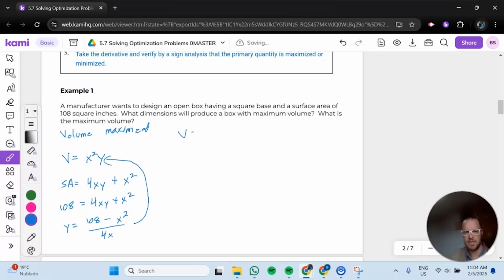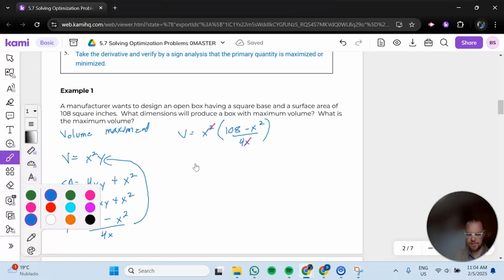So my actual new primary equation, once I've simplified it, is going to be that the volume is equal to x squared times, instead of y, we're going to make that substitution, 108 minus x squared over 4x. Now, to make it a little bit easier on myself, I'm going to immediately cancel this x with one of those x's, because when they multiply, they're going to simplify that way. So then let's simplify this equation. I'm going to get 108x over 4 minus x cubed over 4.